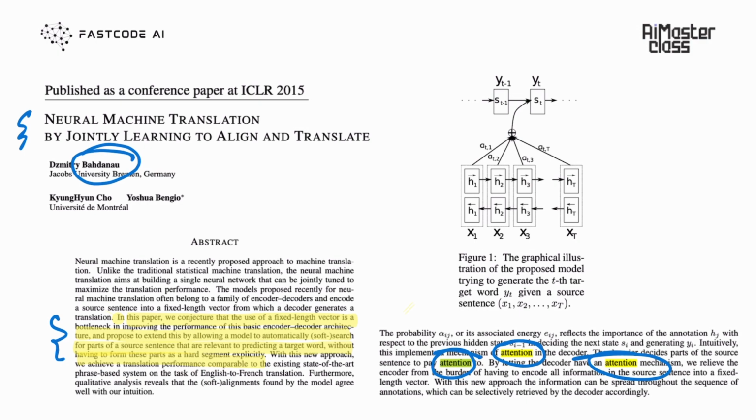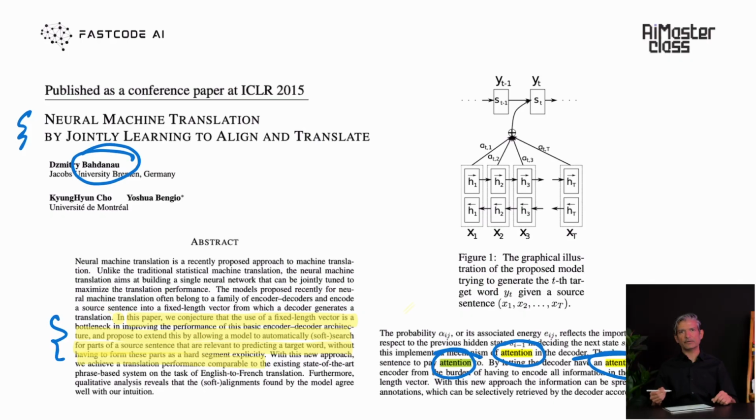What fixed length vector? That thought vector that we were talking about, right? And they propose to extend this by allowing a model to automatically soft search for parts of a source sequence that are relevant to predicting the target word, without having to form these parts as a hard segment explicitly. What it means is, while decoding any word, it has the ability to loop over all the input embeddings, all these input thought vectors, right? At the decoding step, it could go and look at all the encoding thought vectors. But this obviously is not very efficient because you have to loop over it.